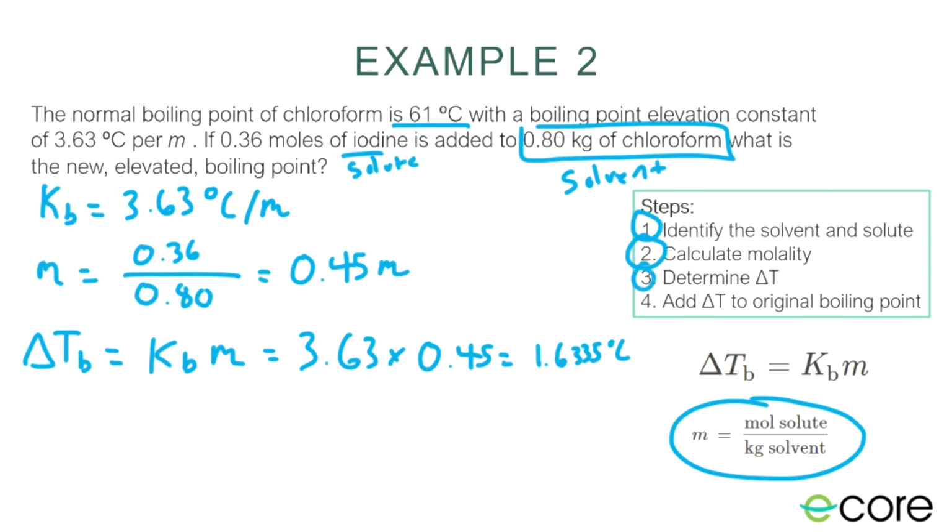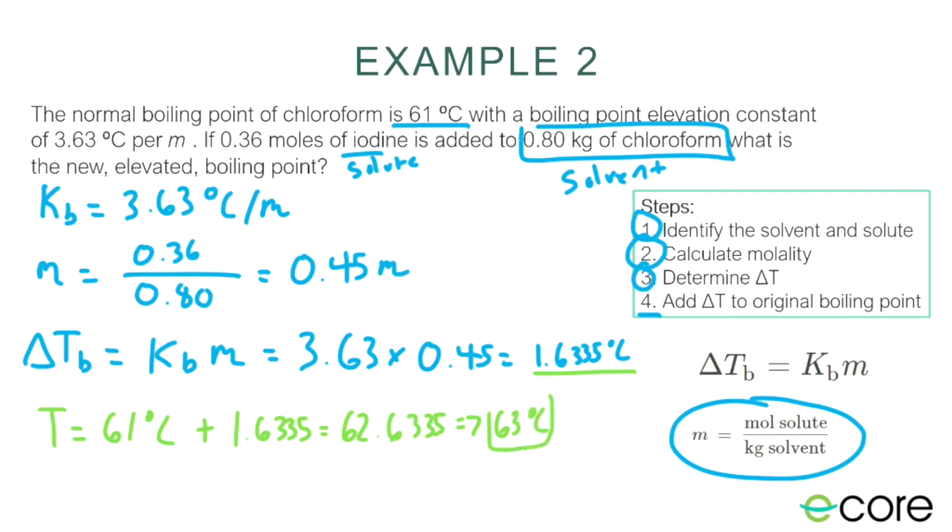We've determined delta T. But now to get our new boiling point, which is what it's asking for, we have to add that delta T to the original boiling point, right? Because what this represents is an increase in boiling point. It's saying the boiling point increased by 1.6335 degrees Celsius. So if I want to get that new boiling point, I have to take the original boiling point, which was 61 degrees Celsius, and I have to add to it my change, which is 1.6335. And so when I add 61 to 1.6335, I'm going to get 62.6335. And then if I think about rounding for sig figs, I got two sig figs in many numbers in the problem, and so rounding that to two sig figs is going to give me 63 degrees Celsius. So that's the new elevated boiling point that we got from dissolving a solute, iodine.